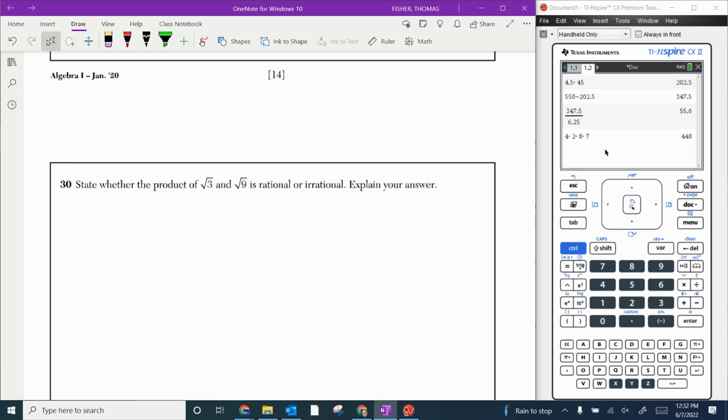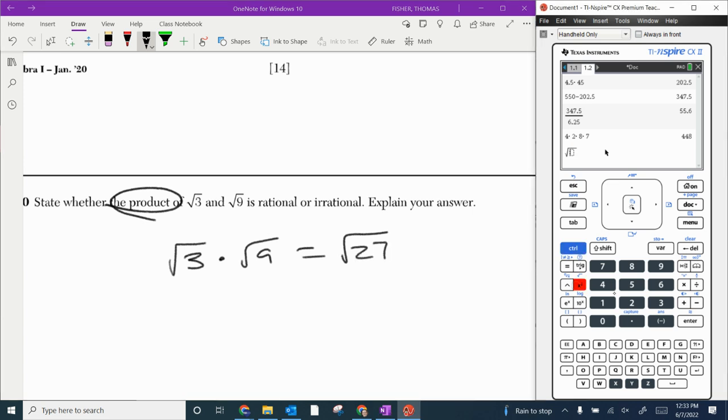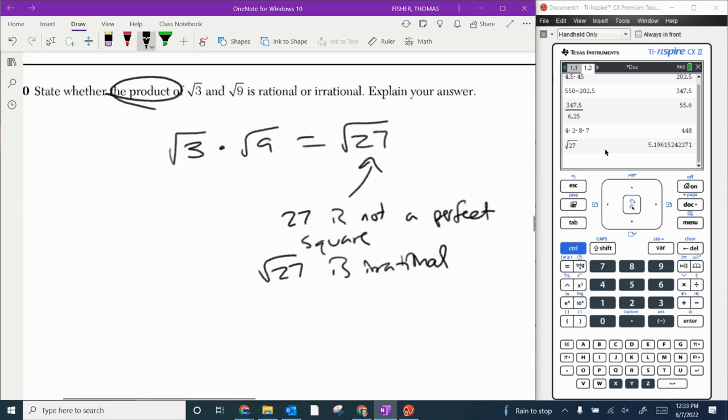Moving on. Rational and irrational. Here it is. So is that rational or irrational? One way to describe this is the square root of 3 times the square root of 9, because product means to multiply. That's the square root of 27. If you type in the square root of 27, you get a decimal. So 27 is not a perfect square. That means that the square root of 27 is irrational. I'm pretty sure that would be enough for full credit there.